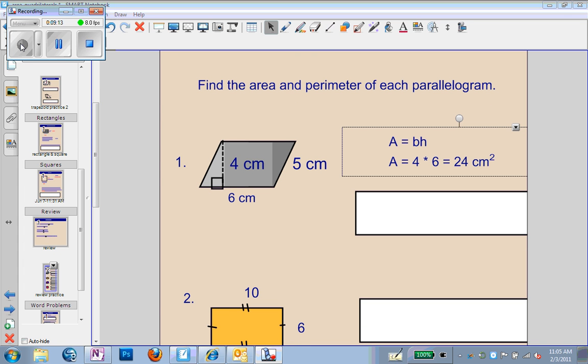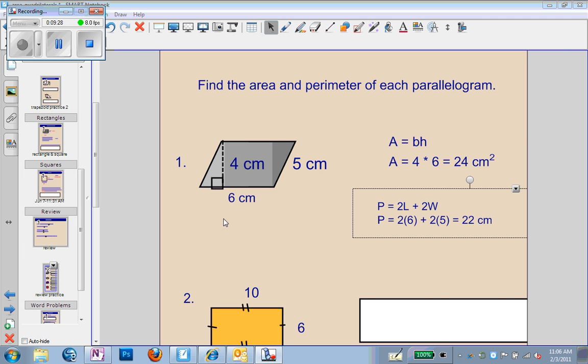The area to number 1 is 6 times 4 because they're perpendicular to each other, which is 24 centimeters squared. The 6 does denote the entire bottom line, meaning 6 centimeters, not just part of it. The perimeter to number 1 is 22 centimeters.